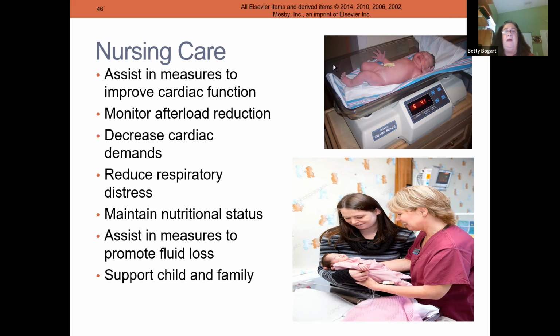And we want that parent to understand what happened, because this is a condition, could it happen again? Well, we don't know. So we want to make sure the parents understand respiratory distress signs and symptoms to look for, and what are we going to see with it, and what do we need to do?